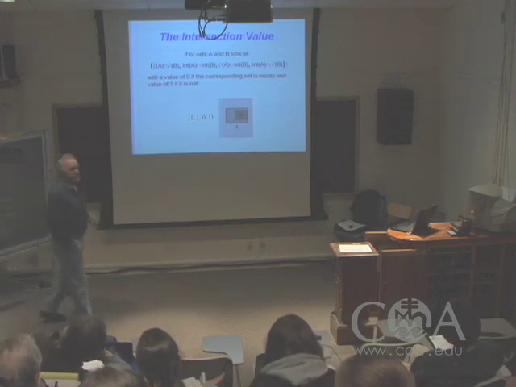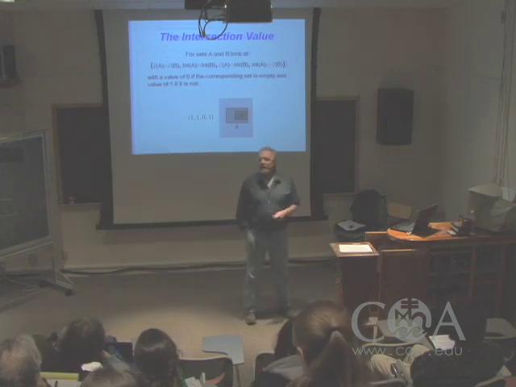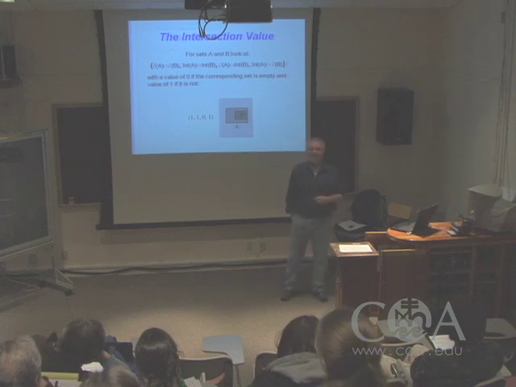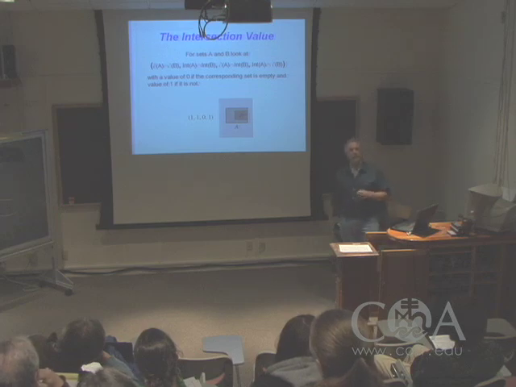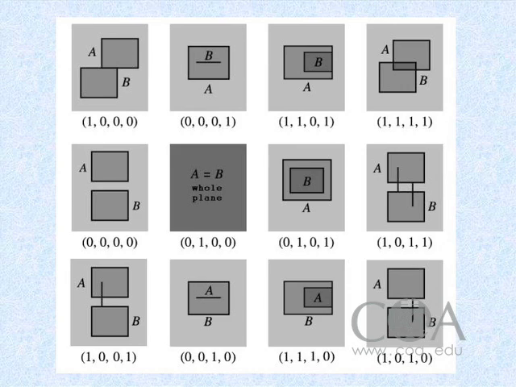How many different possible codes are there? 16. It will be 2 to the fourth power because we have two choices for each entry. So 2 times 2 times 2 times 2. Here's 12 of them.